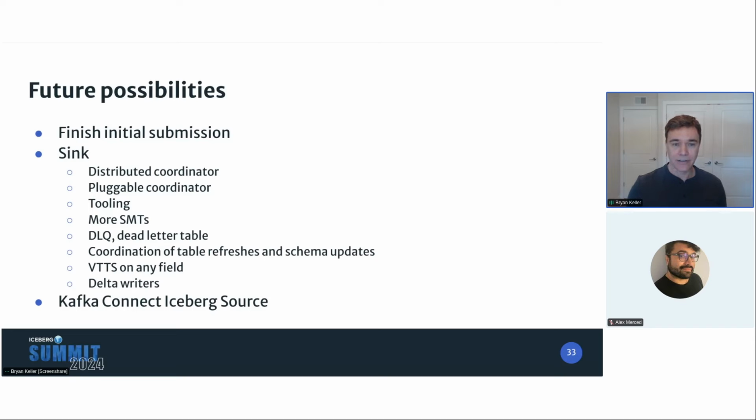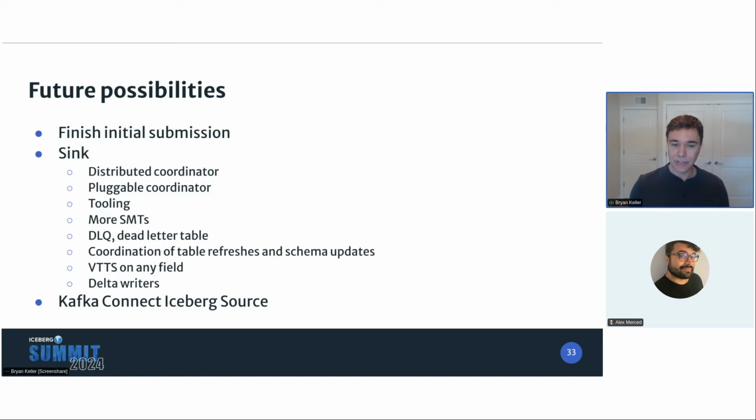And for anyone wanting to get involved and contribute, here are some future possibilities for Kafka Connect and Iceberg. In the sink, we could add a distributed coordinator where we distribute commits for multiple tables across multiple tasks. And this could help scalability when writing to several tables. Another is a pluggable coordinator where you can plug in an entirely different type of coordinator. So for example, one that supports using a server-side component for coordination rather than the control topic-based coordinator. This could be useful if you're building an ingestion platform based on the sink.